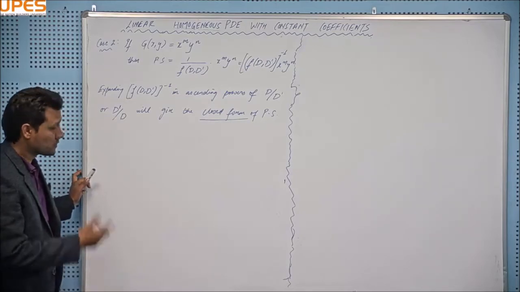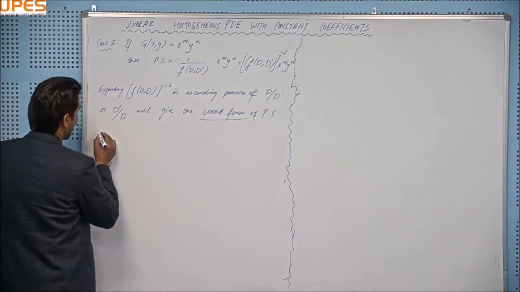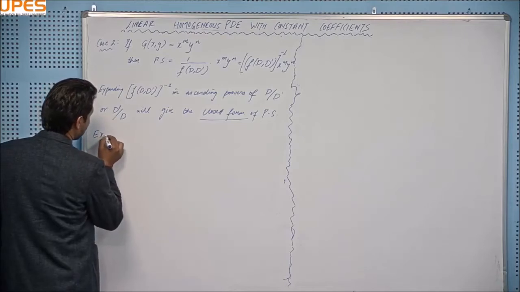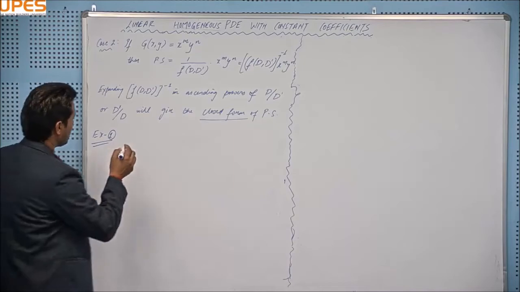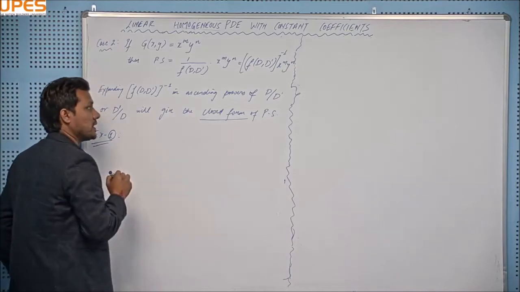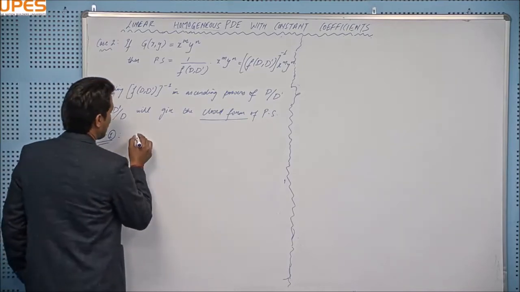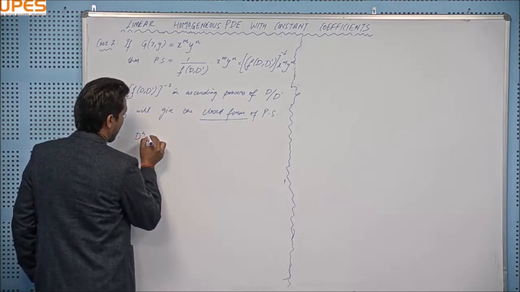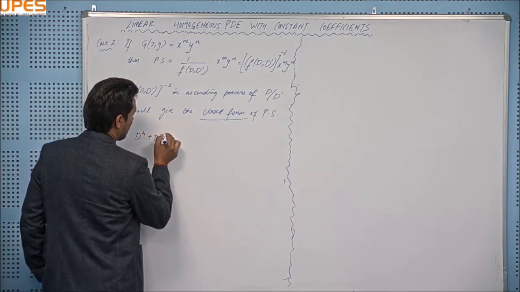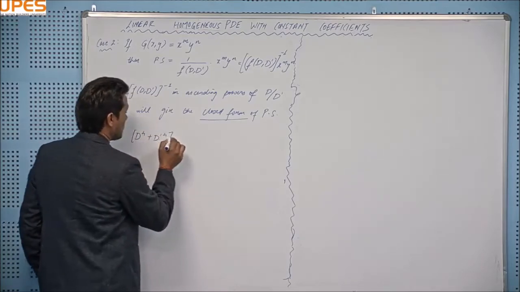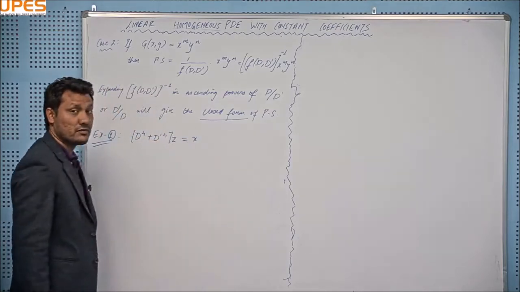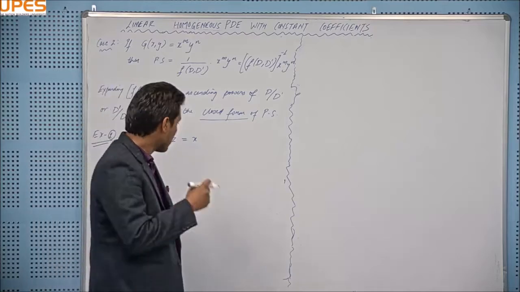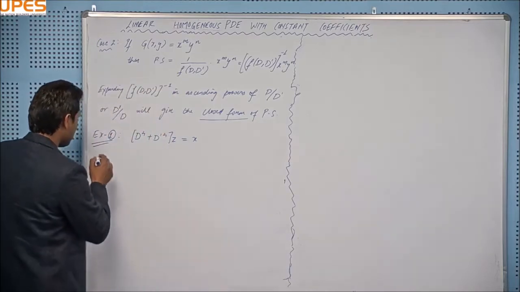Okay, so moving to question number 1, example number 1. Let me take the example which we did in our last video, that was D to the power 4 plus D' to the power 4, if I am not mistaken, Z is equal to, the right hand side was x, maybe the example number 5 or 6 of our last video. Okay, so solution.